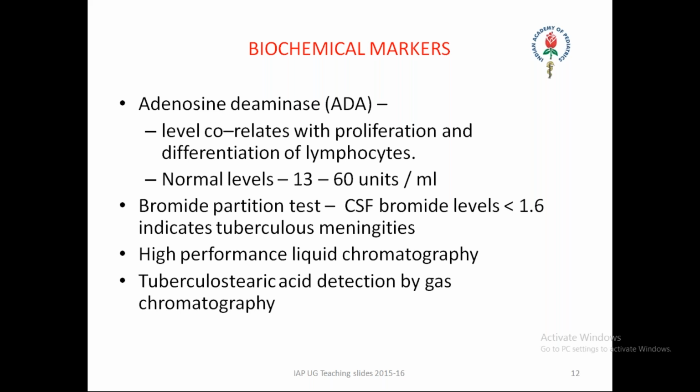Coming to indirect evidence like biochemical markers, we have the ADA level. ADA level correlates with the proliferation and differentiation of lymphocytes. Normal levels are 13 to 60 units per ml. And the bromide partition test: CSF bromide levels less than 1.6 indicate tubercular meningitis. HPLC is one of the tests, and tuberculostearic acid detection by gas chromatography is another method.